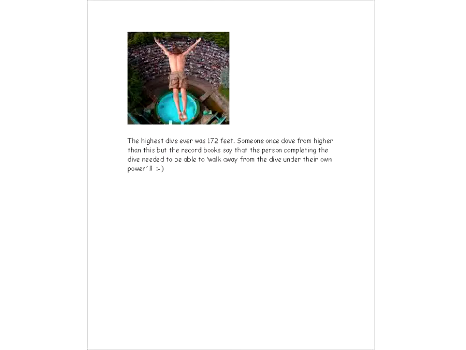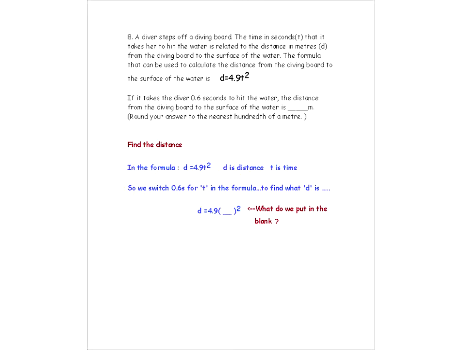And I'll just kind of move on, guys, okay? So this here is talking about the highest dive being 172 feet, and I was just mentioning before that somebody has had a higher dive than that, but the rules are you have to be able to walk away under your own power, and so that guy didn't, so it didn't count.